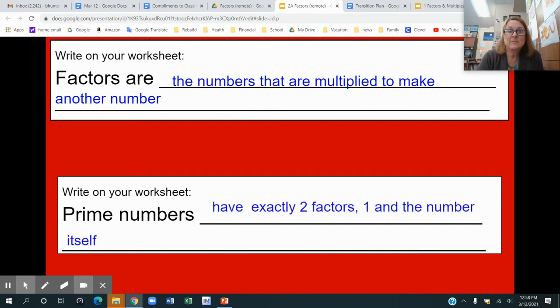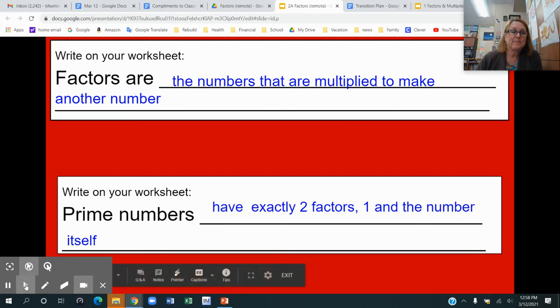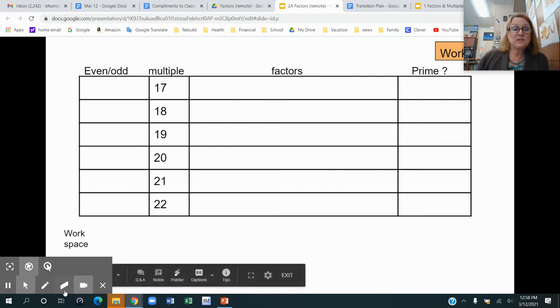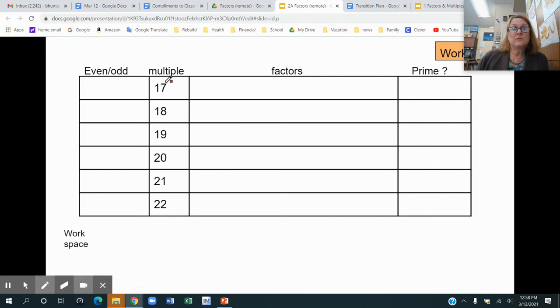Next, prime numbers have exactly 2 factors, 1 and the number itself. Write that down. Stop the video if you need to so that you can get it done, and then we'll move on. All right, now let's do some factoring of some bigger numbers. We did smaller numbers yesterday, so now we've got bigger numbers to work with, and there's going to be more factors coming in.